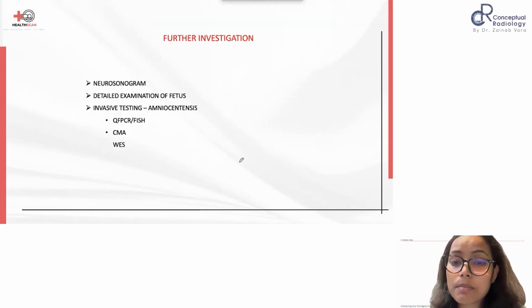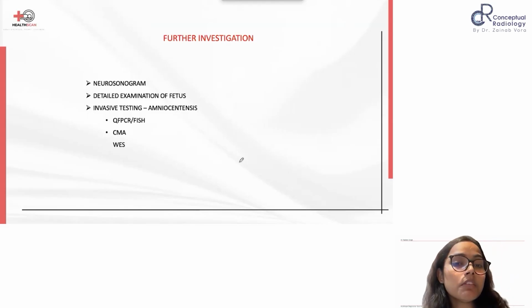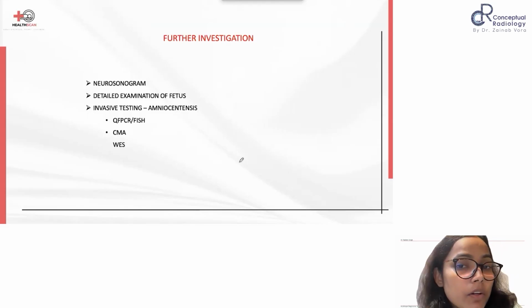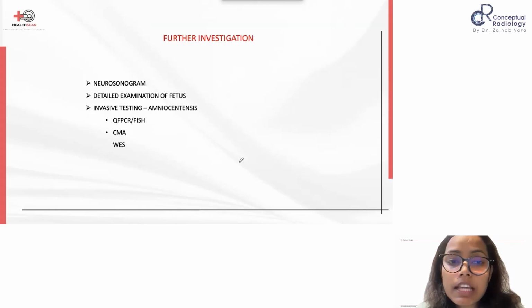So this brings us to how you are going to investigate this case whenever you come across a case of ventriculomegaly. You should perform a detailed neurosonogram, and I will discuss what all the planes we are going to see. We should do a detailed anatomical evaluation of the fetus to rule out any extracranial, extra CNS manifestation. After that, we should perform invasive testing, amniocentesis, and we often advise QFPCR. This is a rapid test. You should be aware in your PG sections, if someone is asking for your opinion, of what all things we are going to do.